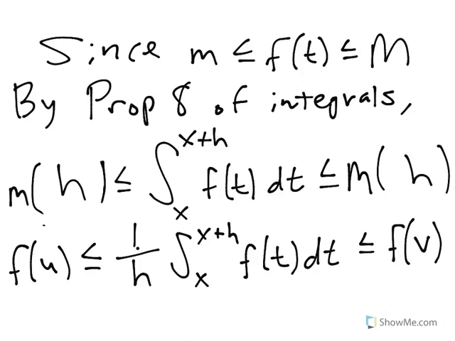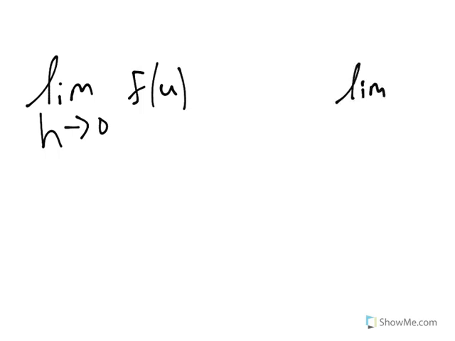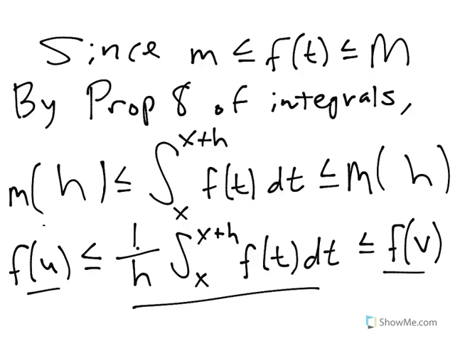So, we're going to use the squeeze theorem now that we have one thing less than another, less than another. To do that, let's take a look at the limit as h goes to 0 of f of u, and the limit as h goes to 0 of f of v. Because if these both go to the same value, then so does the limit as h goes to 0 of the middle, and that should look really familiar. That's actually what we saw earlier. That's what we've been building up.